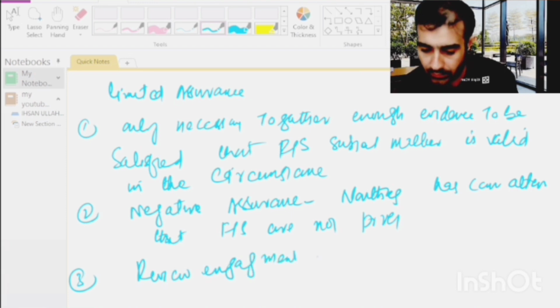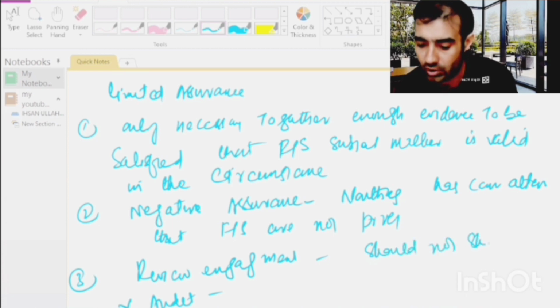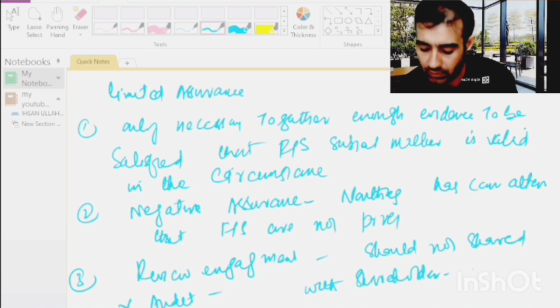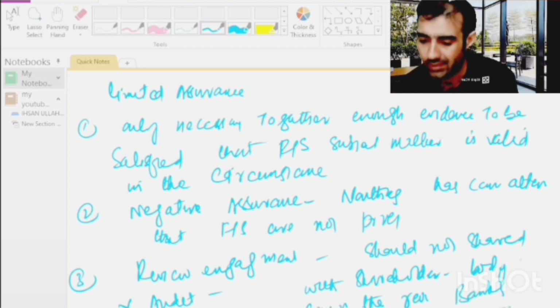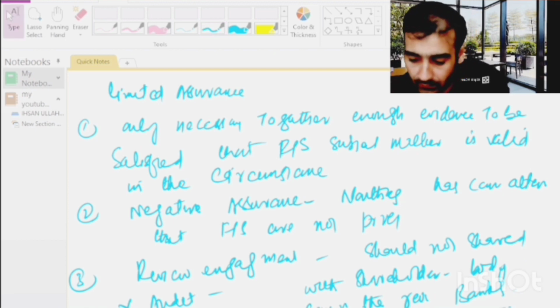Okay, an example for this is review engagement. And the negative assurance, the satisfaction that nothing suggests the subject matter is not prepared in alignment with the criteria. If this is not audit, okay, review engagement is not audit, and this should not be shared with the shareholders. This is just a review, and we will share this with the body that commissions the review, like banks, the directors. So this is the thing we have to understand.